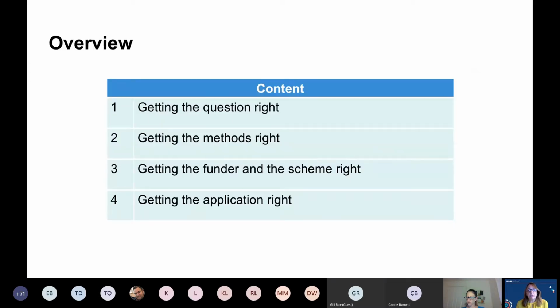So what I'm going to talk about today is developing a good clinical research question that's going to be funded. It's important that you get the right question, get the right methods, get the right funder and the right scheme, and get the application right. So that's basically what we'll be talking about.